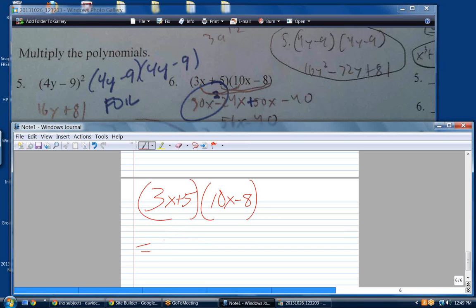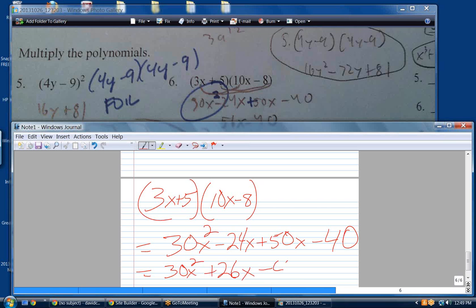Yeah, it'd be 30x squared is the first term. And then it would be negative 24x. And then it'd be 50x. Plus 50x. Yeah, plus 50x. Necessary to put the plus sign in front. And then minus 40. Okay, and that reduces to? Plus 26x minus 40. Okay.